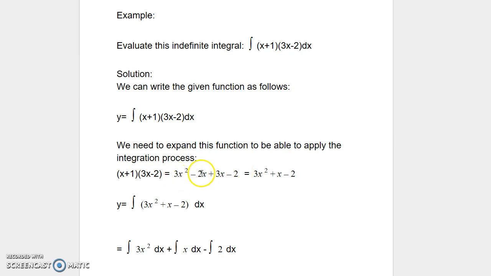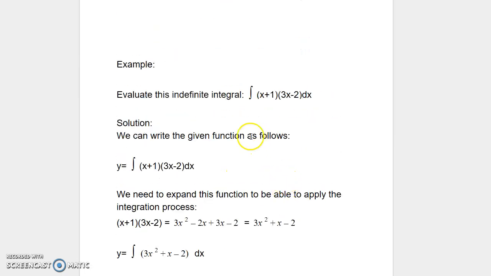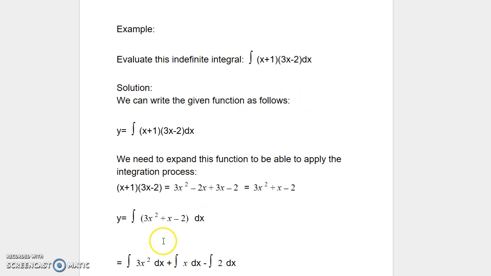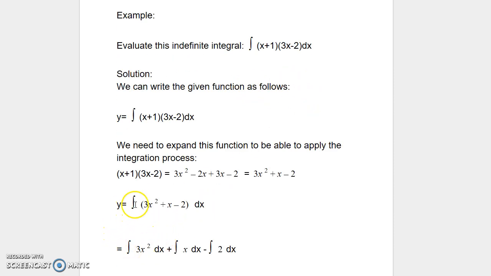So when we simplify this, we have two like terms. We're going to combine these like terms. The first term is 3x squared. The second and the third term: negative 2x plus 3x is plus 1x, or just x, and then the last term is negative 2. So now we can rewrite the given example problem, integral of x plus 1 times 3x minus 2 dx, as integral of 3x squared plus x minus 2 dx, like that.